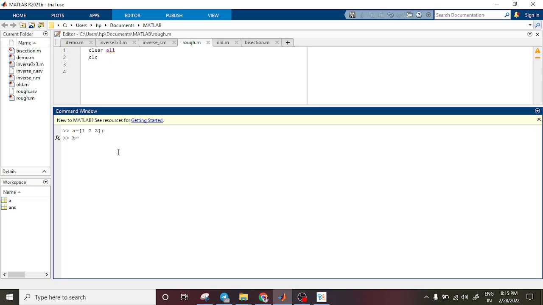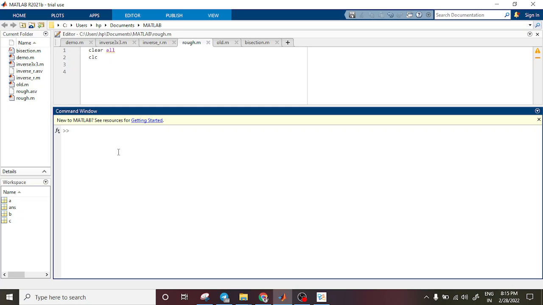B is equal to 5 6 7. Now B is executed because I did not put the semicolon at the end. Now if I have to find the cross, meaning A cross B, so C is equal to cross, A comma B. Now this will be the value of A cross B. Similarly, if you want to find A dot B, just write dot. So I'm clearing this one.